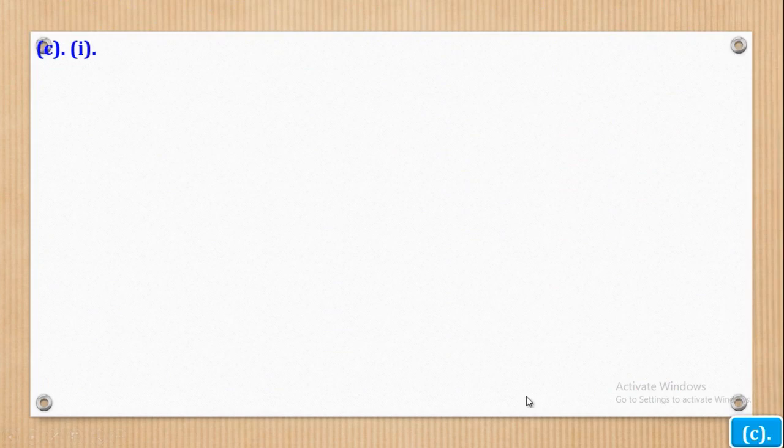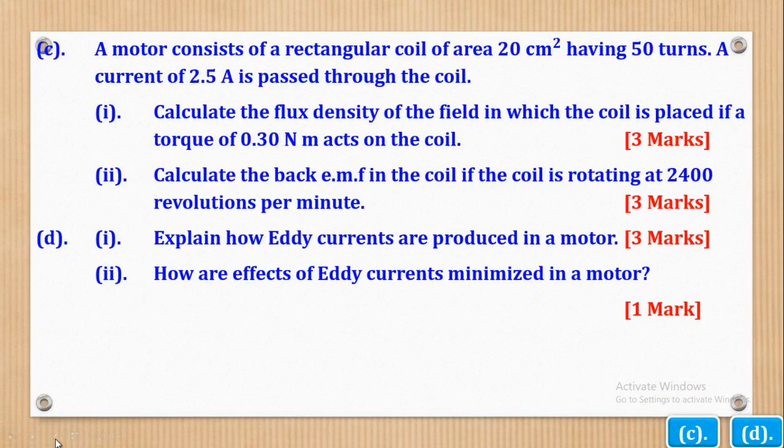Now we shall go to part C, Roman 1. So C Roman 1 says a motor consists of a rectangular coil of area 20 centimeters squared having 50 turns. A current of 2.5 ampere is passed through the coil. Roman 1. Calculate the flux density of the field in which the coil is placed if the torque of 0.30 newton meter acts on the coil.